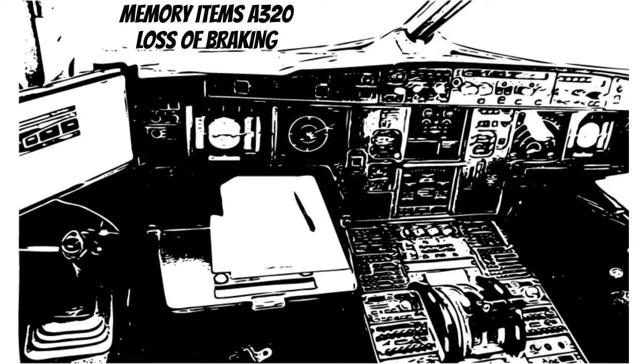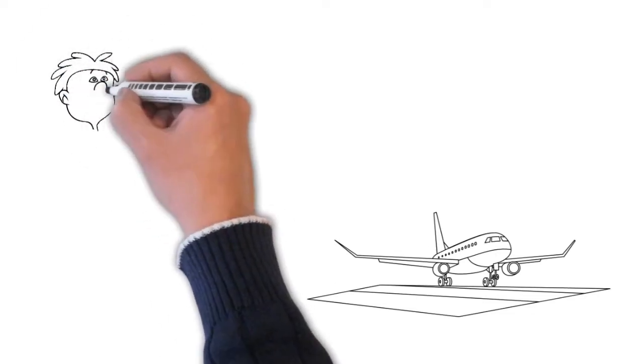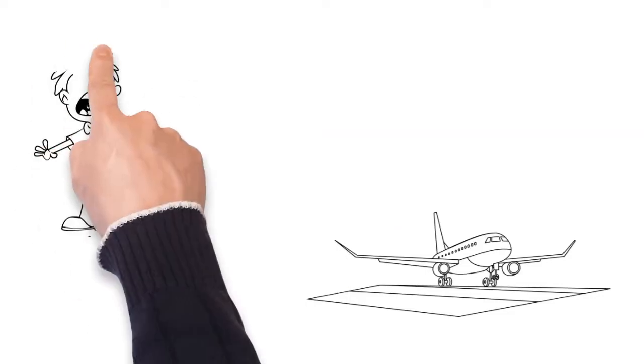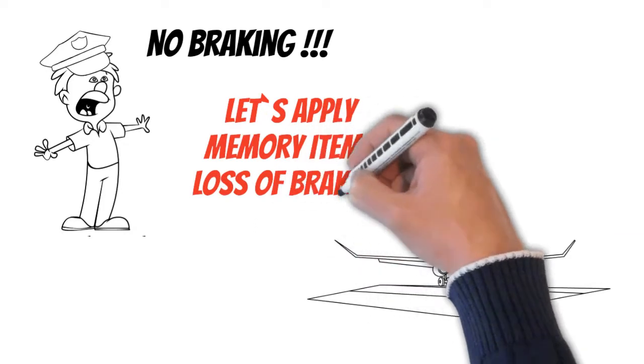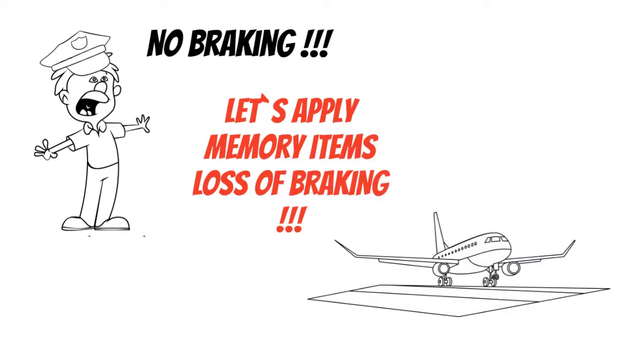Memory items for Airbus A320 loss of braking. The core of all memory items may be found in the Flight Crew Operating Manual, Abnormal and Emergency Procedures, section Brakes. For more expanded information, refer to the Flight Crew Techniques Manual, Abnormal and Emergency Procedures, section Brakes. If the flight crew does not perceive deceleration when required, the flight crew will apply the loss of braking procedure from memory, because of the urgency of the situation.